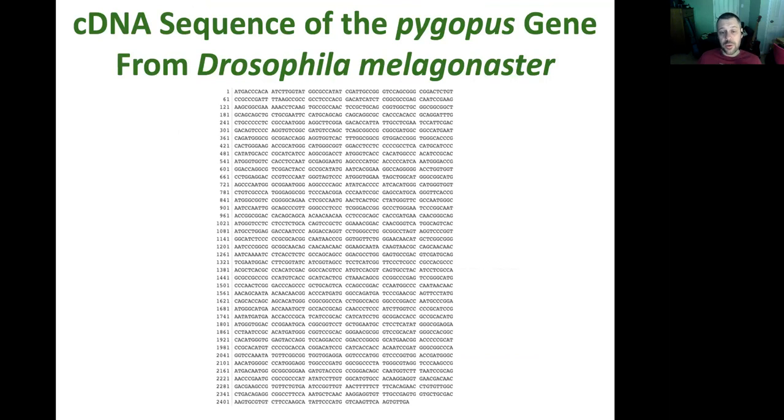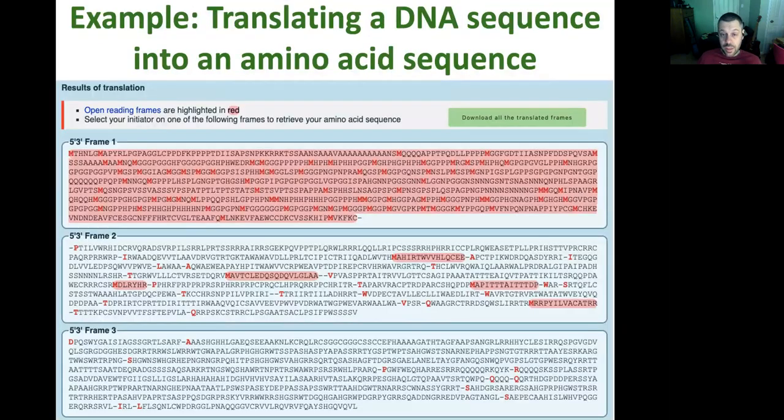So if I take this sequence, this cDNA sequence of the Pygopus gene, and I stick it into a translation program, this is the kind of output that I get. A lot of these are available easily on the internet. So there are 3 different reading frames here shown in each of the boxes, frame 1, frame 2, frame 3.